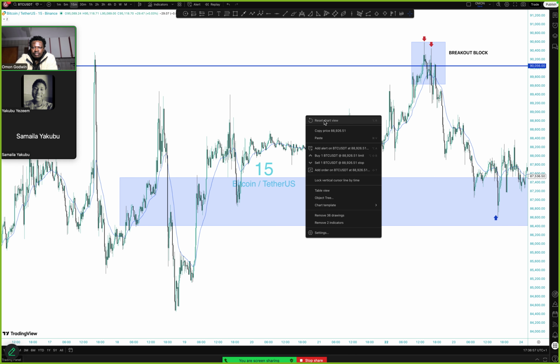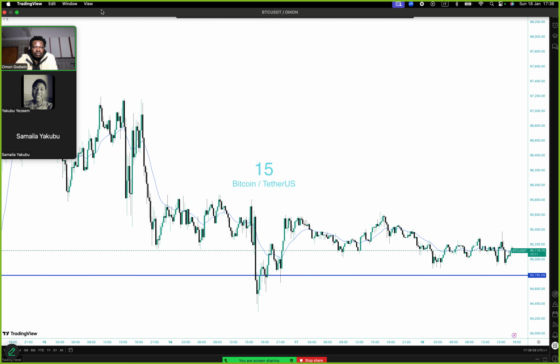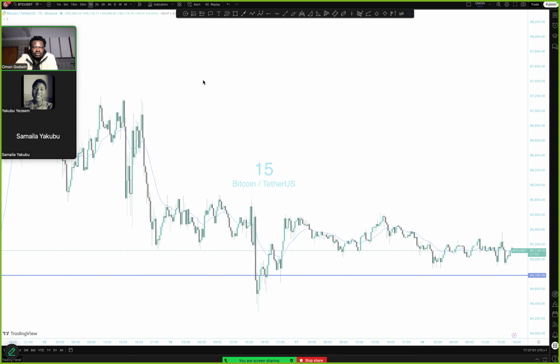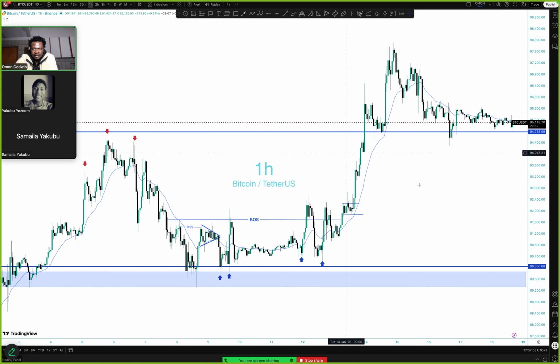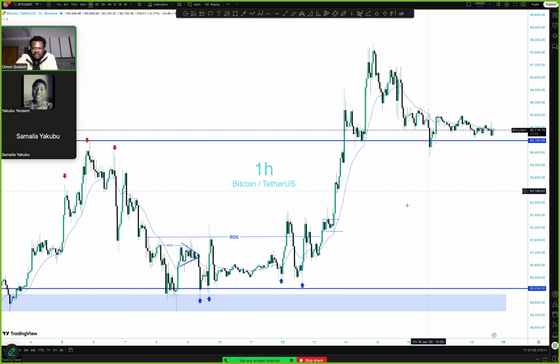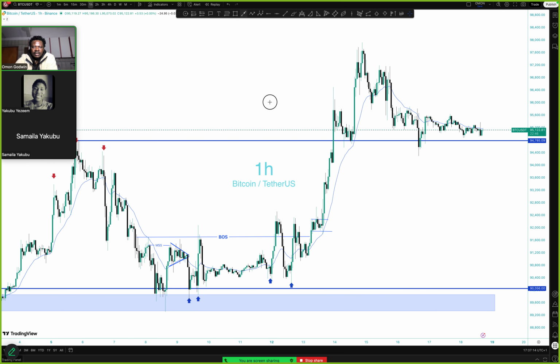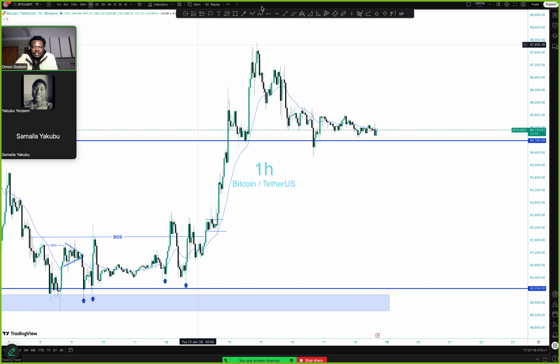So now let's go back to our normal 1 hour time frame. Now let's look at some other things that we can use to analyze the market. Remember, like I told you guys, now you can consider this as a breakout. This is a breakout. The first breakout came in here.